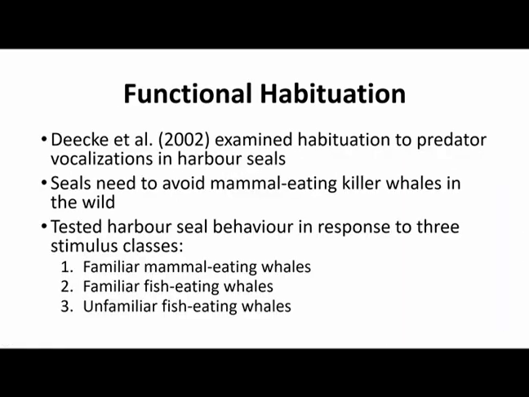Now, if we want a real scientific example of the adaptiveness of habituation, let's look at a real study, an actual scientific study that actually did this. So in 2002, Deek and colleagues published a paper where they were looking at habituation to predator vocalizations in harbor seals. For the background on this, we don't need to know tons about harbor seals, but it does help to know that seals tend to have predators that would be things like mammal-eating killer whales. So that would be something that they might want to pay attention to.